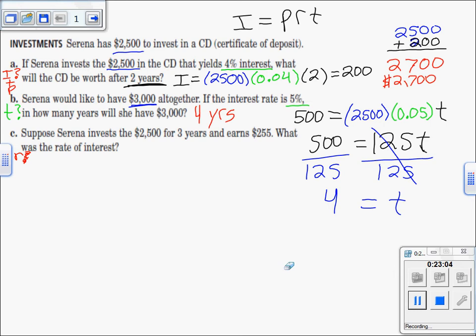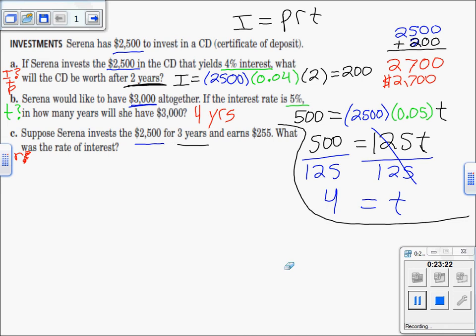Now for part C, if you haven't done so already, press pause and see if you can give that one a shot based on the skills you just saw used in part B, where you plug in for what you know and solve for what you don't. That's what you're going to do in part C. So hit pause if you haven't done so already.